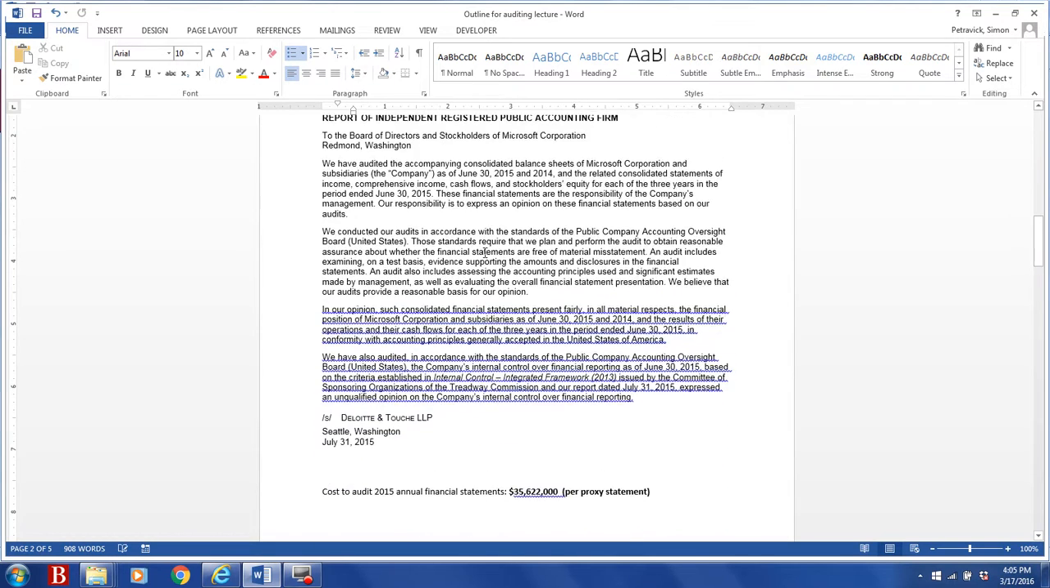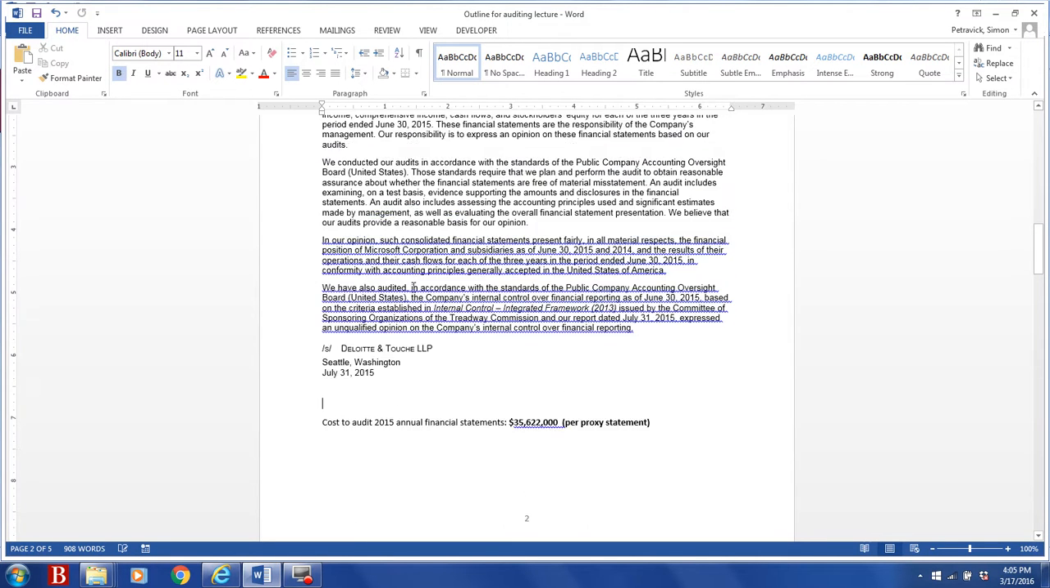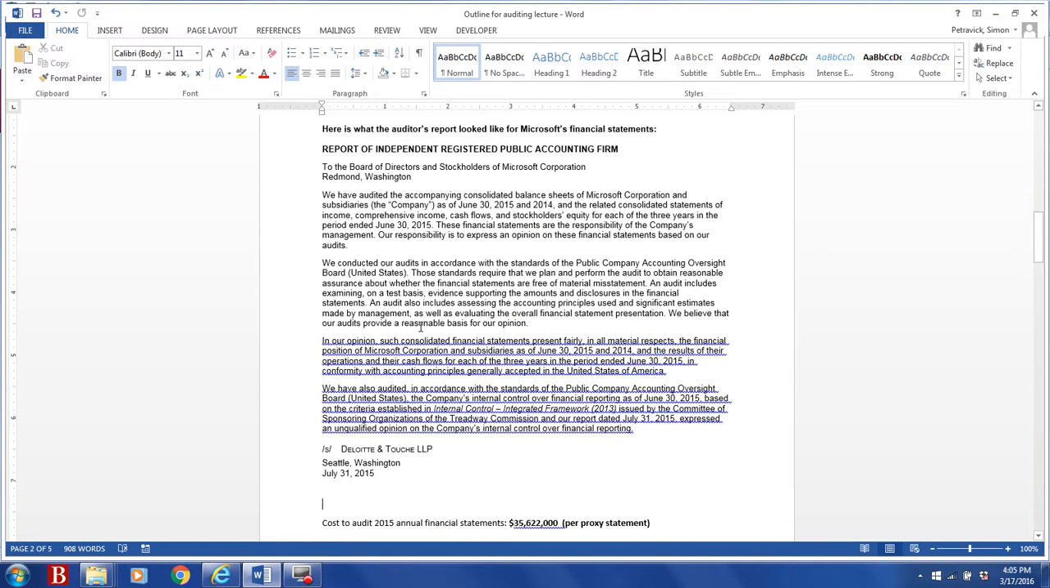I'm going to scroll down a little bit, and on the bottom of page 2 here you can see I looked up in the proxy statement that the audit of Microsoft's financial statements cost the company $35,622,000. So that's a lot of money, right? The audit was done by Deloitte & Touche, one of the big 4 accounting firms, and this is basically what you get at the end of a financial statement audit.